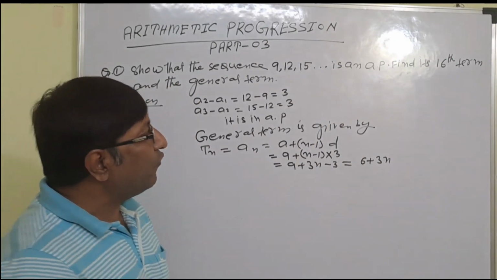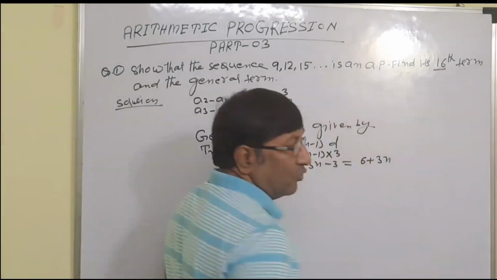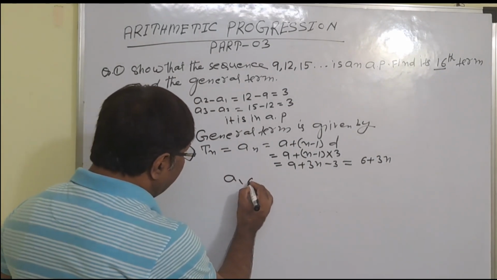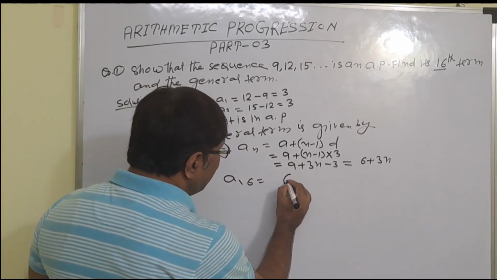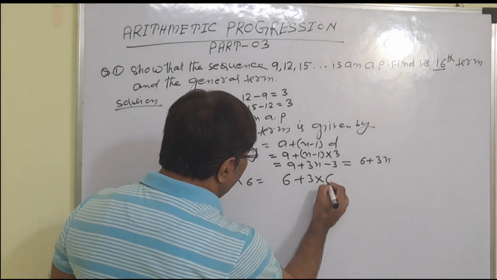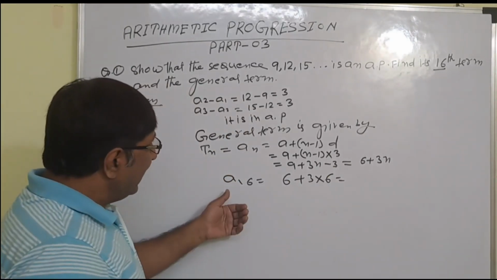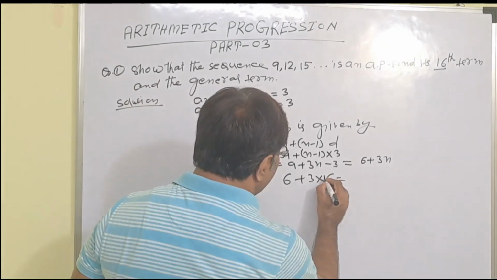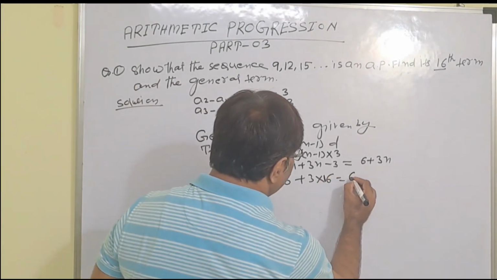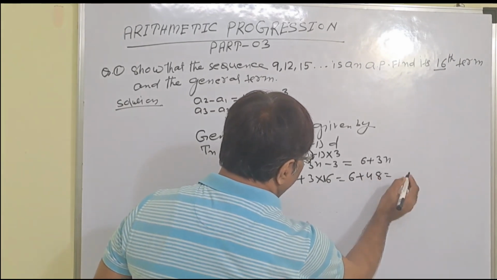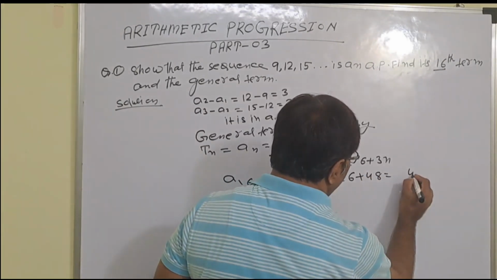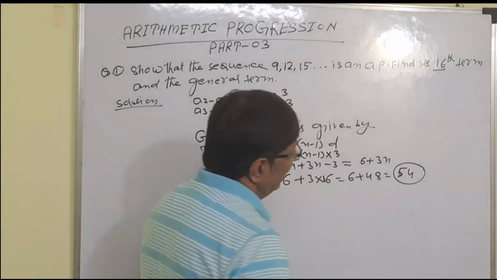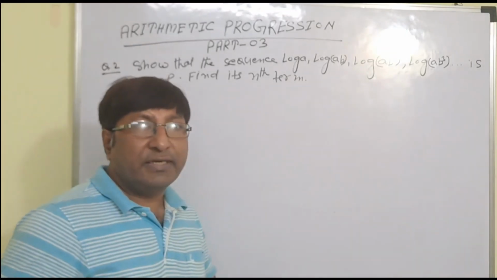Now here we have to find the 16th term, so it is very easy. Just put n equal to 16. So the 16th term, A16, equals 6 plus 3 into 16. So we get 6 plus 3 times 16, which is 48. So 6 plus 48 is 54. So our correct answer is 54.